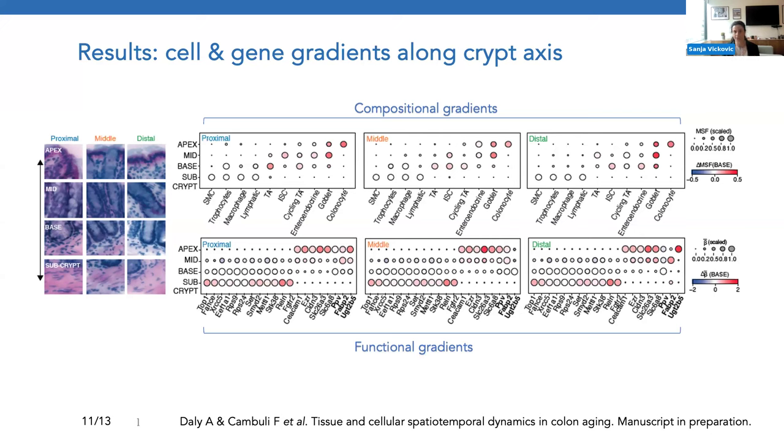Well, there are genes that are very similar in the crypt wherever you are in the colon, whether you're proximal, middle, or distal. But there are some genes, denoted in bold on the right-hand side of each of the bottom dot plots, that are very much connected to the specific function of the crypts in the different parts of the colon. So while the crypt on its own is very similar, there are some subtle differences.